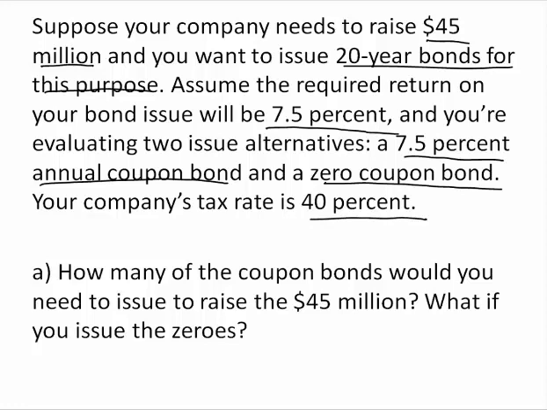Although there are three different parts to this question, we're going to tackle part A first. It actually has two parts. It asks how many coupon bonds we would need to issue to raise the $45 million, and how many of the zeros we would need to issue. So before we can go any further, we need to find the price of the annual coupon bonds and the 0 coupon bonds.